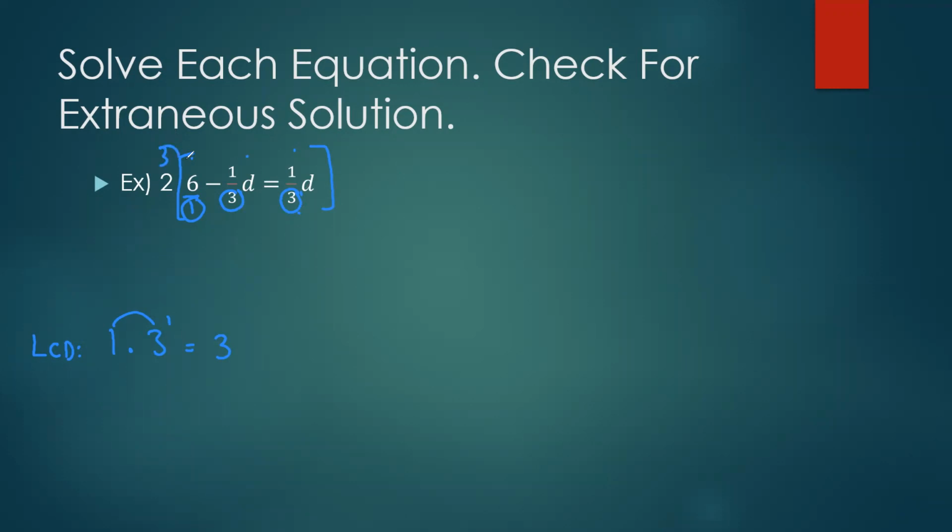6 times 3 is 18. 3 times negative 1/3 is just negative. If you get lost, write it out: 3 times negative 1/3 d. The 3's cancel because they're the same on the top and bottom, so you're left with negative 1d.